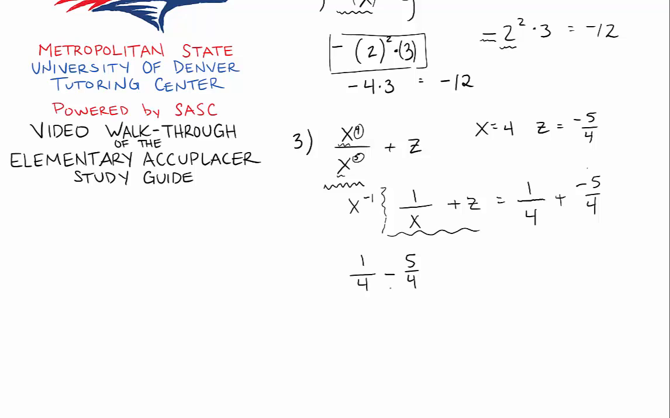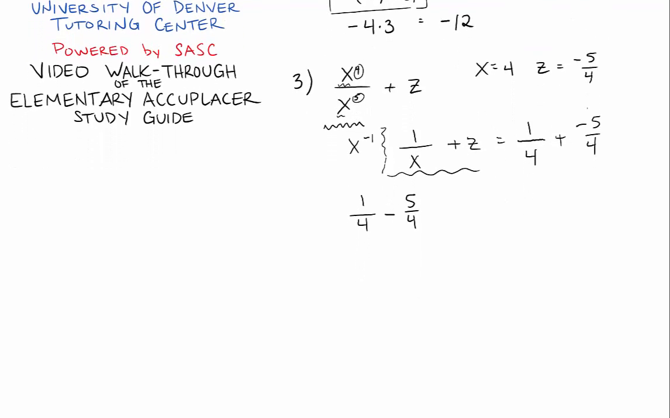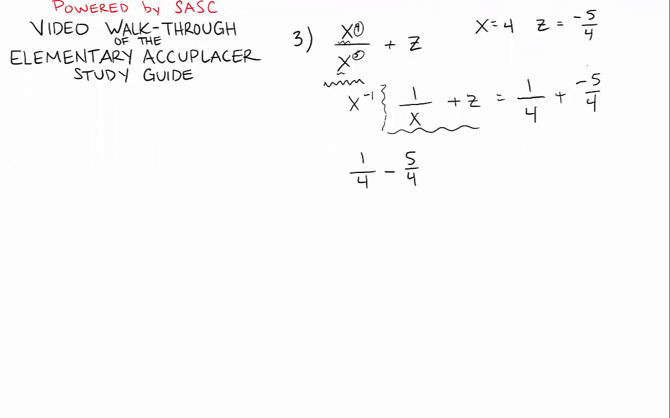And since they already give us the same denominator, I don't have to worry about finding a common denominator. And so I can just rewrite that as 1 minus 5 over 4, and that's negative 4 over 4, and that's equal to negative 1. And negative 1 is our final answer for number 3.